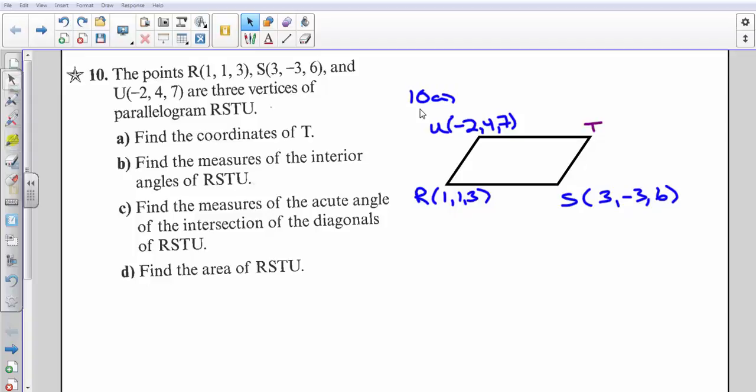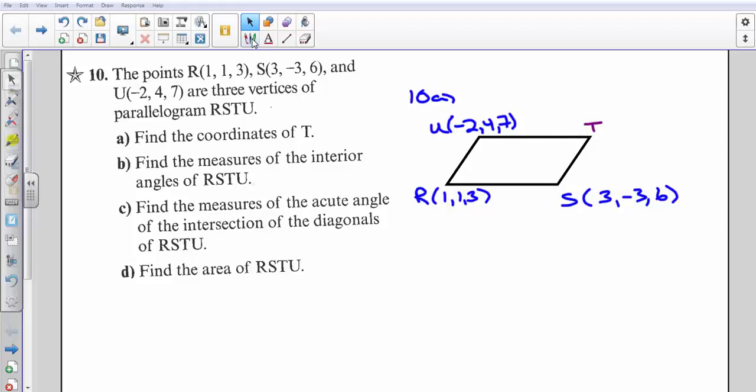Okay, I was asked to give a solution to this question here, number 10. First thing to note is there is a solution posted at the back. That's what the star means, but it isn't always as detailed or as complete maybe as a full explanation would be. So the first question here is asking me to find the coordinates of T given a parallelogram RSTU.